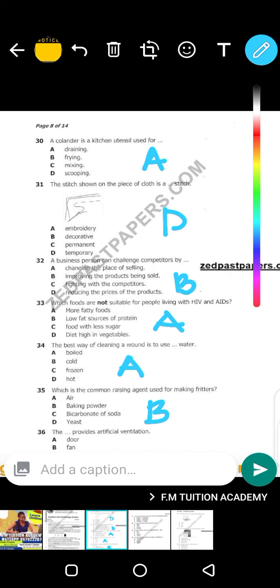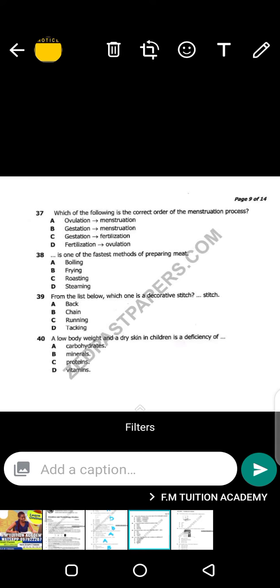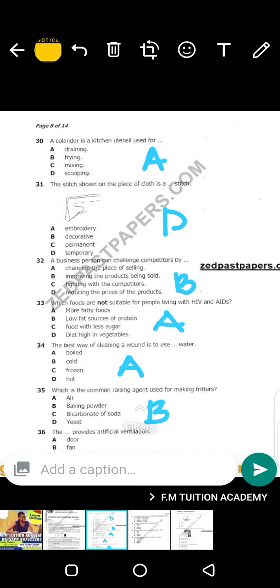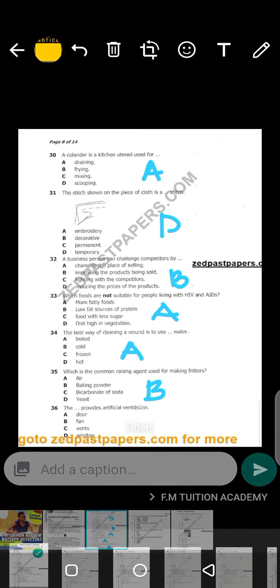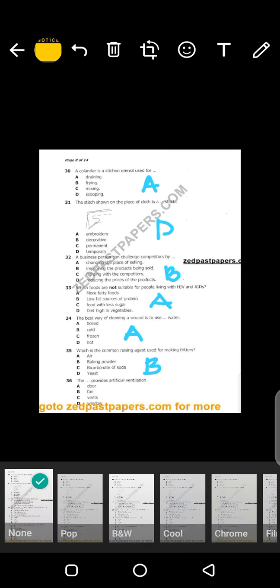Okay, and then 36, as you can see here, is not properly written, so go to the next page. 36 is on the next page. Let me go back here. Is 36 written here? Okay, 36 is written there. It's actually there, 36.